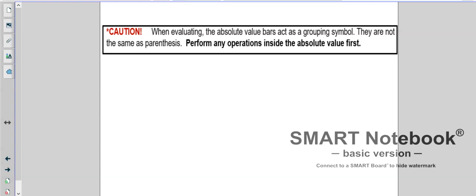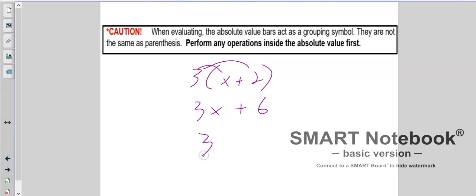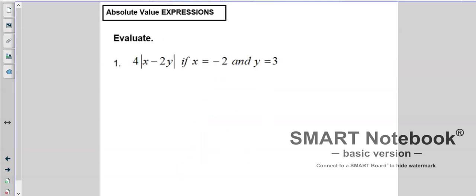Okay, be very careful. When evaluating, absolute value bars act as a grouping symbol. They are not the same as parentheses. Perform any operations inside the absolute value first. So we cannot distribute, all right? So like this, we can distribute. Very common mistake is people try to distribute here, and you cannot do that. That's a no-no. We always want the absolute value alone.